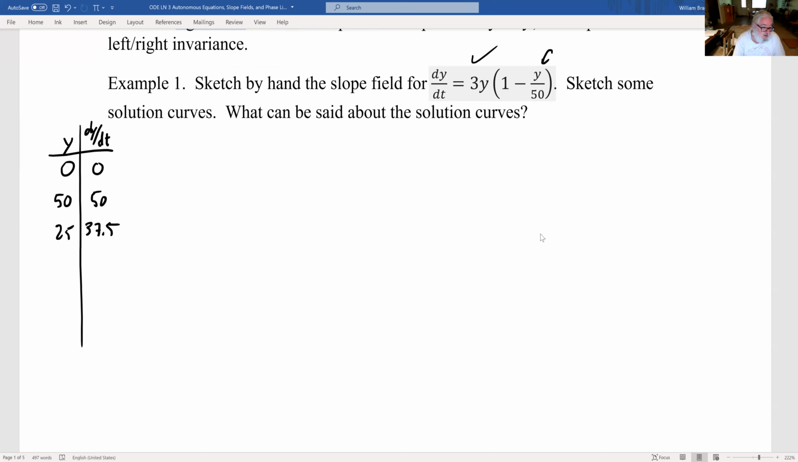If we plug in, say, 100, that's another number that's easily divisible by 50. We get 100 over 50, which is 2, so 1 minus 2 is minus 1, times 300, so minus 300. And suppose we plug in minus 50. Minus 50 over 50 is minus 1, and 1 minus minus 1 is 2. Then 3 times minus 50 times 2 is minus 300. So we've got some numbers, and so we can draw a slope field.